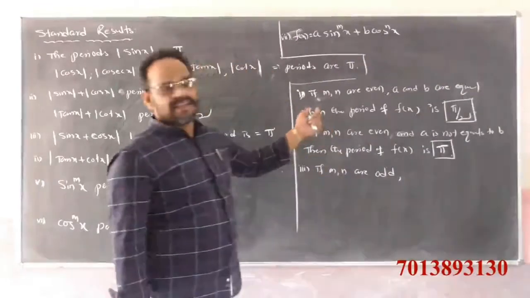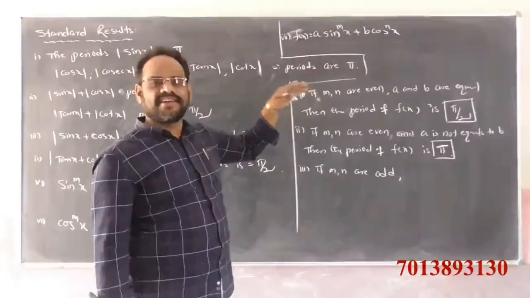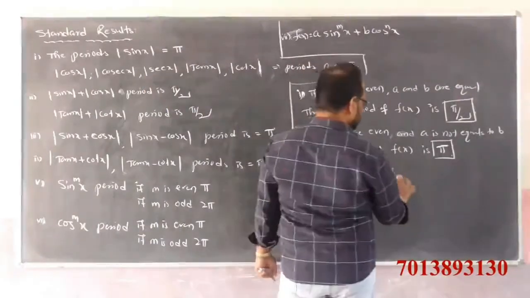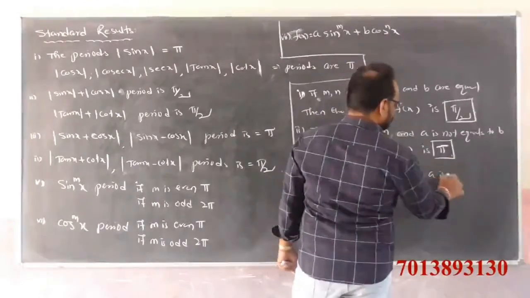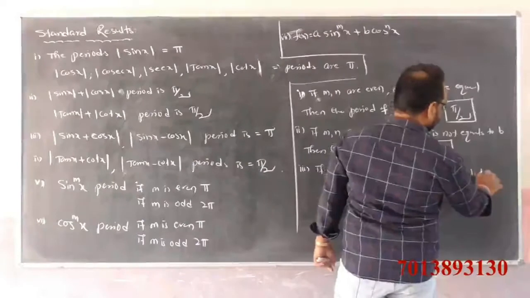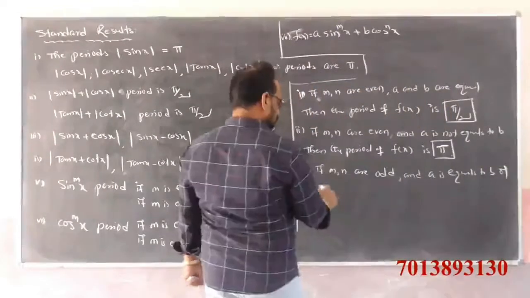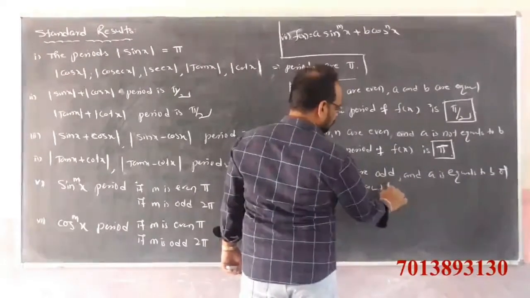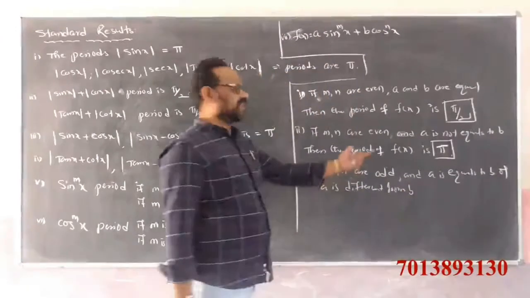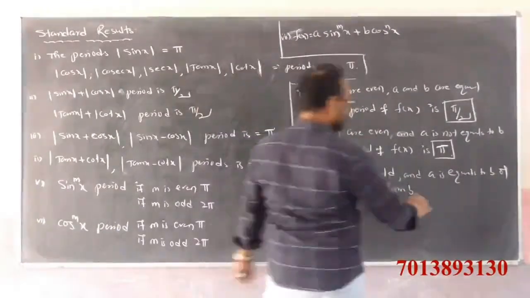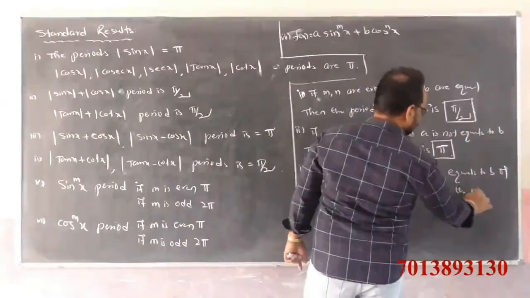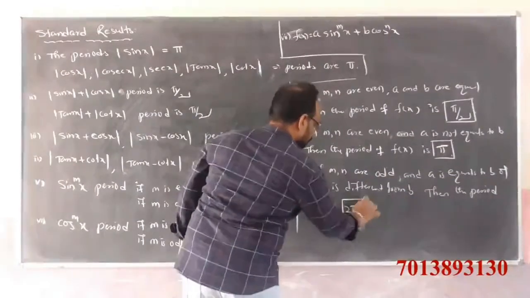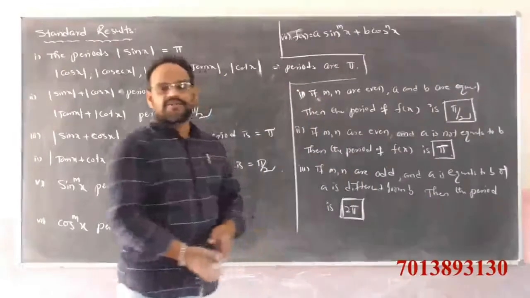Next, third condition. If M and N are odd, and A is equal to B or A is not equal to B, not important, but M and N are odd, then the period is clearly 2 pi. Very, very important.